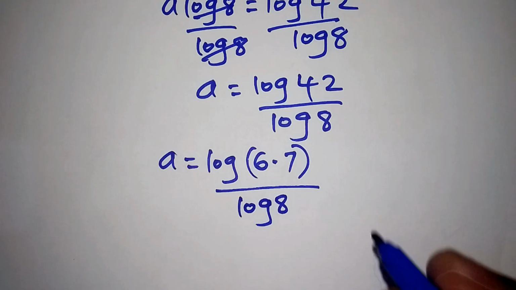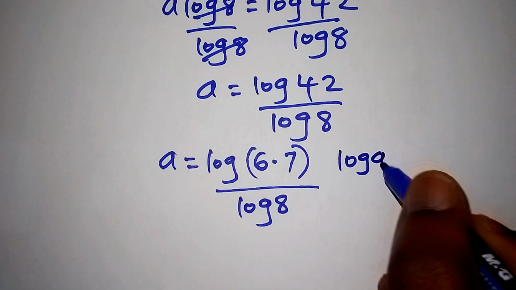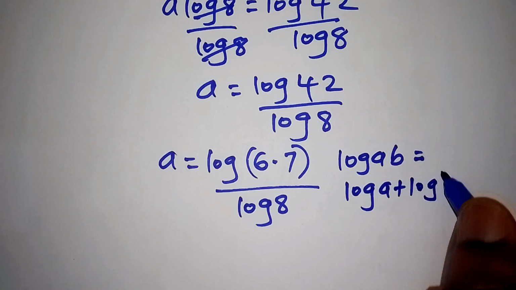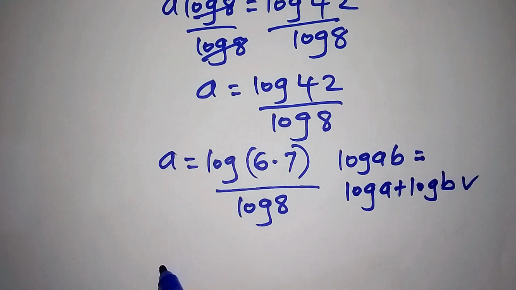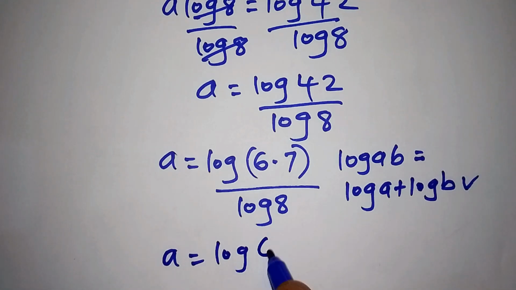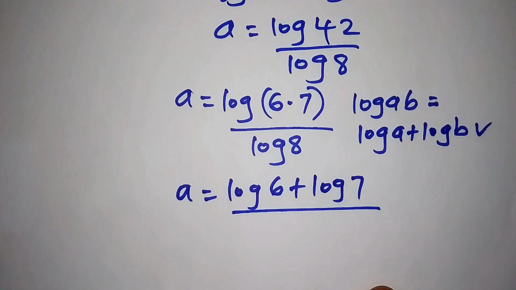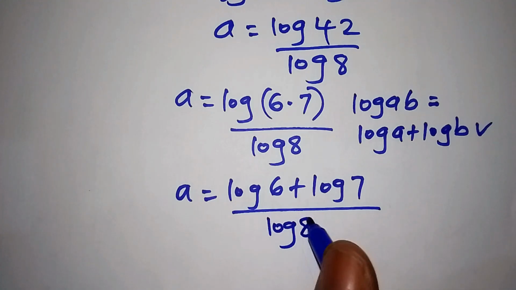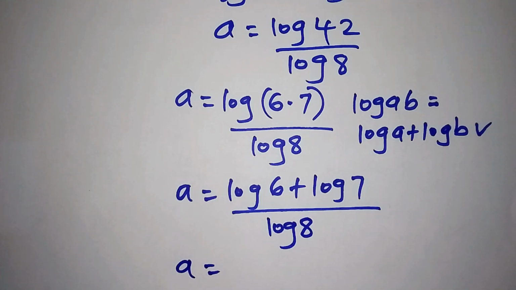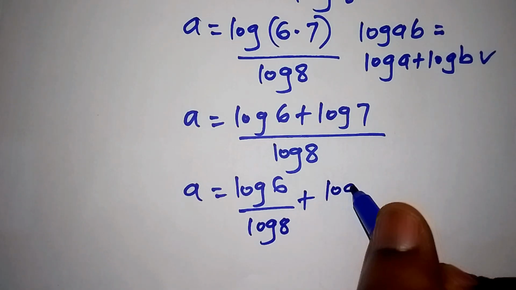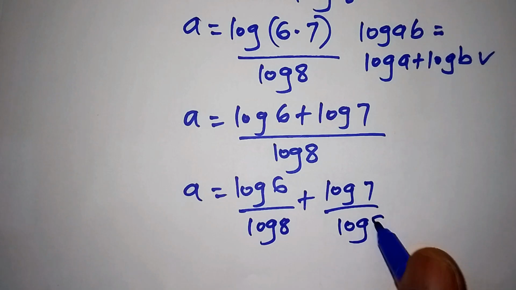Next, when you have the log of a multiplied by b, this can be written as the log of a plus the log of b, according to the law of logarithms. So now a is equal to the log of 6 plus the log of 7, all over the log of 8. Next, we divide both terms by the log of 8. So we now have the log of 6 over the log of 8, plus the log of 7 over the log of 8.